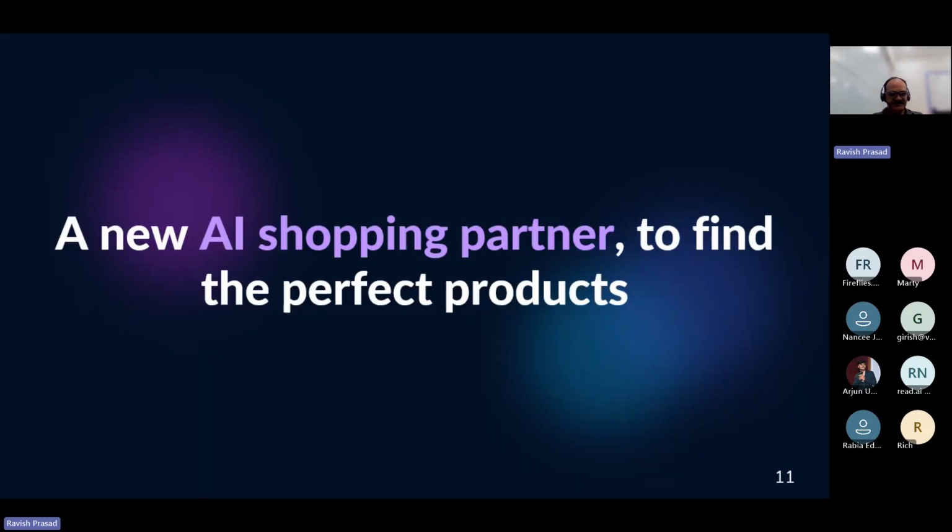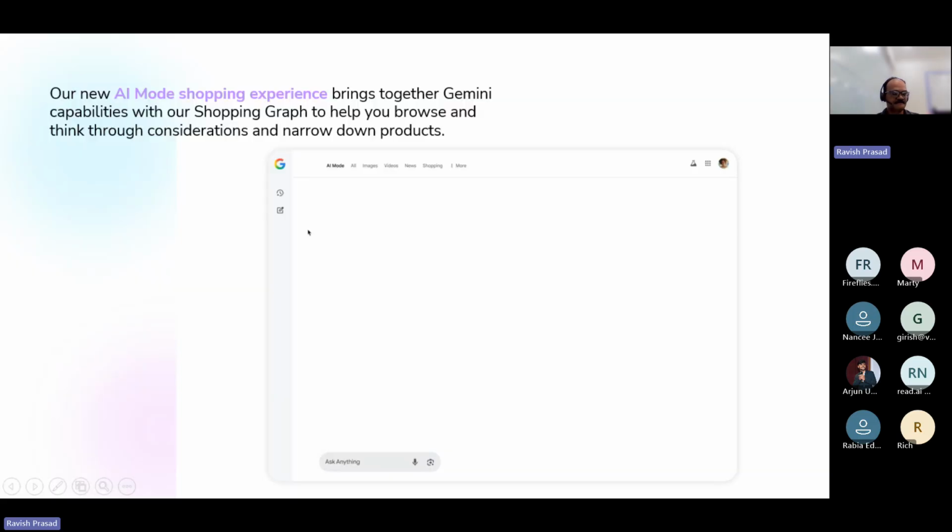Now, this is a game-changing feature which has been launched in AI mode: AI shopping partners to find the perfect product. It understands your intent, whereas traditional searches rely heavily on exact words or type, and AI shopping partners are powered by large language models like Google Gemini. The new AI mode brings together Gemini capabilities with our shopping graph to help browsers think through considerations and narrow down your product search.